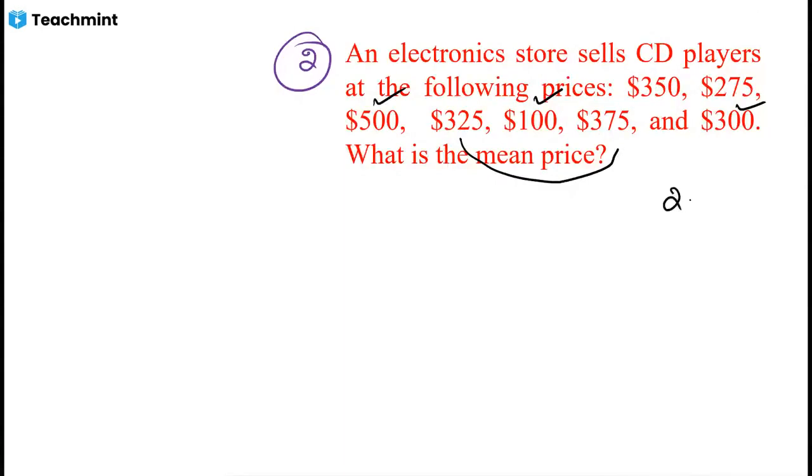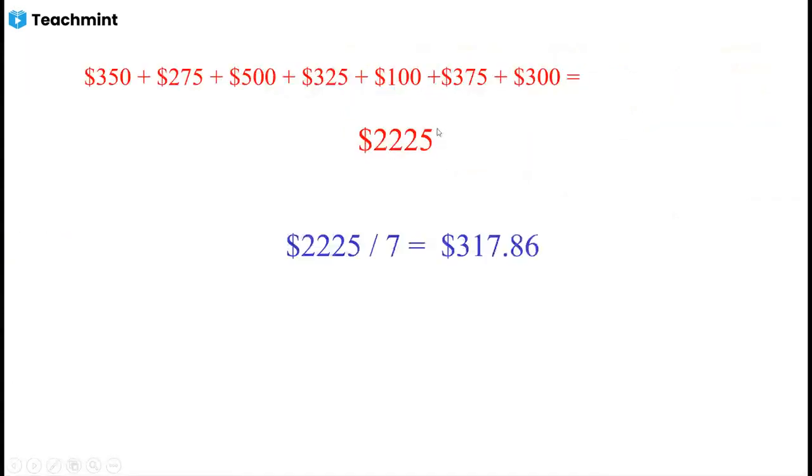So 2225 is the sum we'll get, divided by 7. As we have 7 terms, that will give the value. It should be around the 300 range. So while calculating, first calculate the sum, then divide by 7.